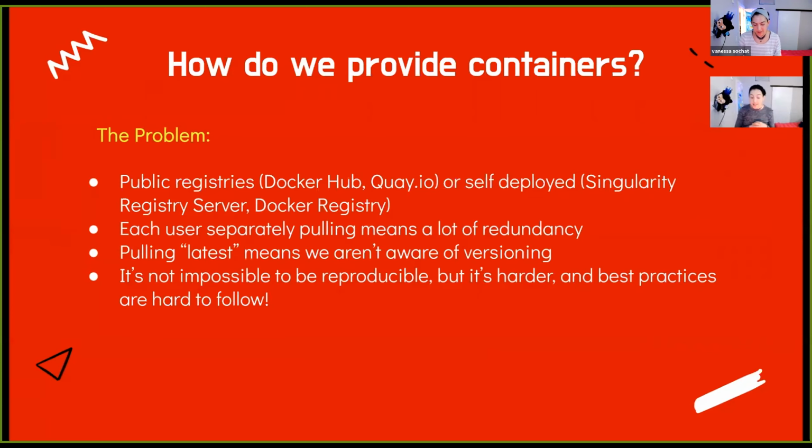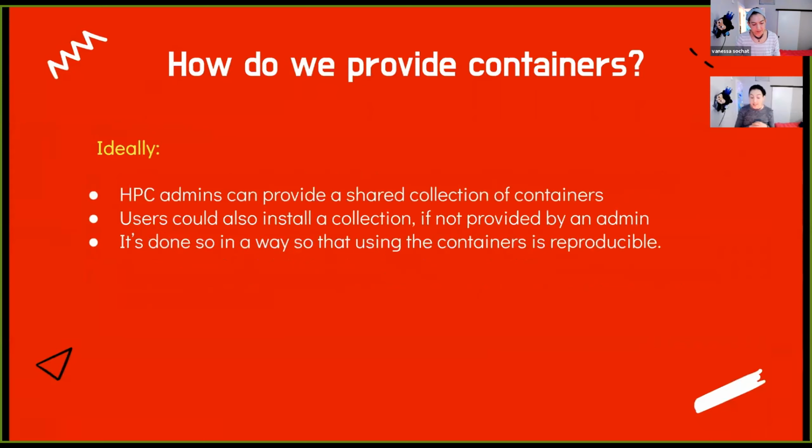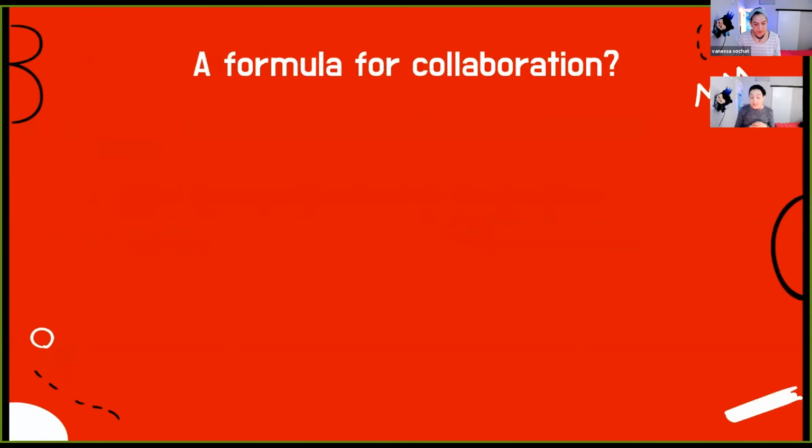It's very challenging. So ideally, what if we had a registry that was native to HPC? An admin could install it and provide containers for their users, or users could also roll their own, maybe just for their lab or something like that. And what if it was done in a way to encourage reproducibility and make it easy? So back to our formula for collaboration.